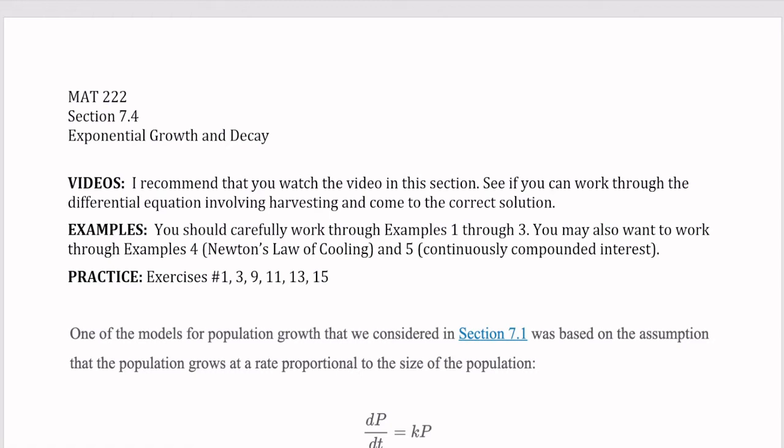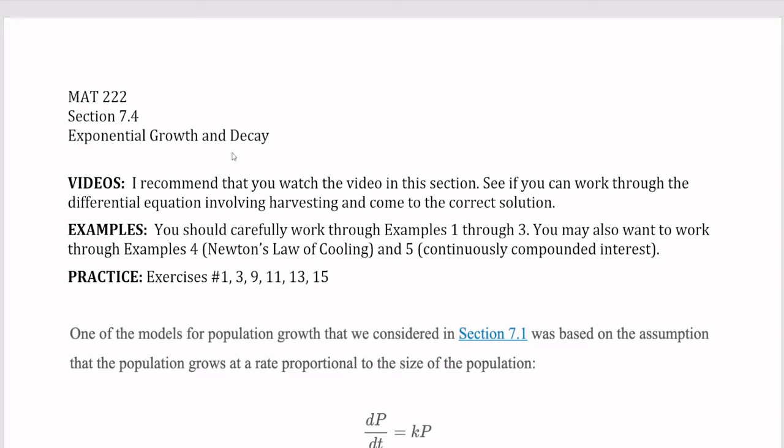Hi everyone, and welcome to the video on section 7.4. In this video we're going to be going over some specific general families of differential equations and their solutions, all dealing with exponential growth and decay.